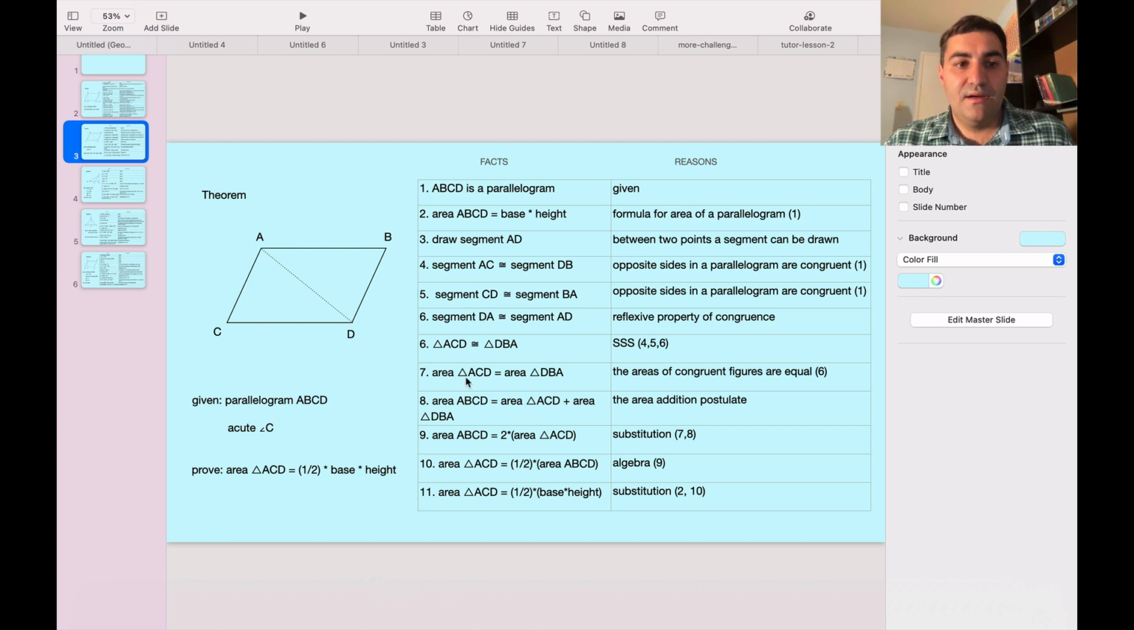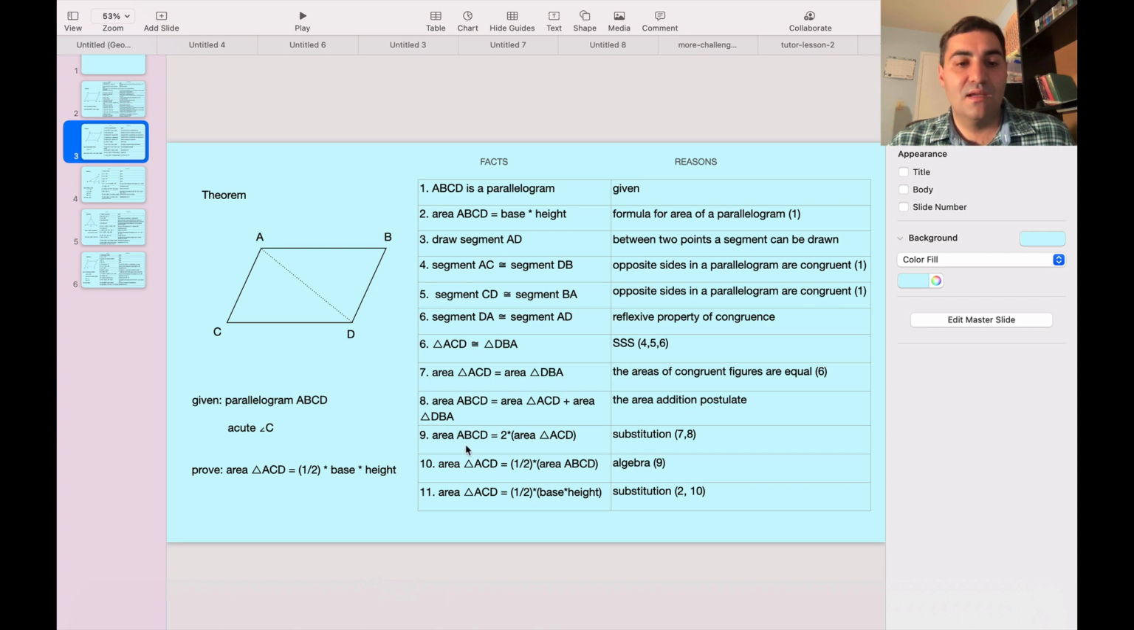So the area of triangle ACD is equal to the area of triangle DBA. The areas of congruent figures are equal. So we don't actually know what the area of the triangle is, but we do know that the area of ABCD is going to be base times height. So by plugging into this formula, area of ABCD equals area of triangle ACD plus area of triangle DBA, which is just the area addition postulate.